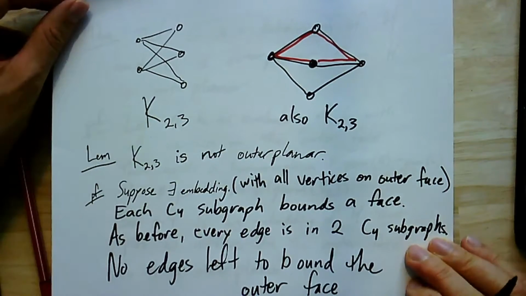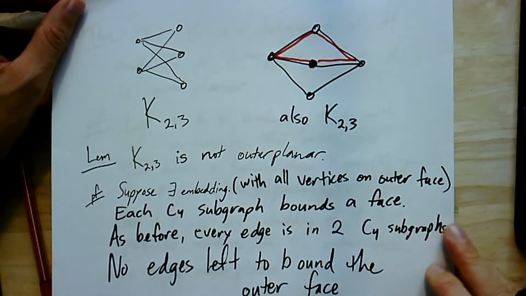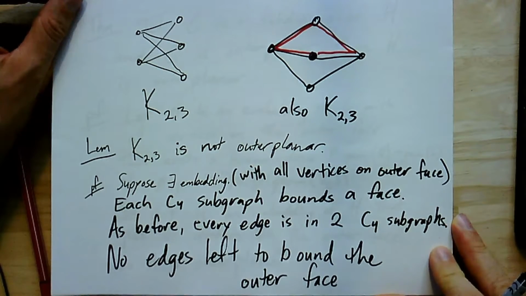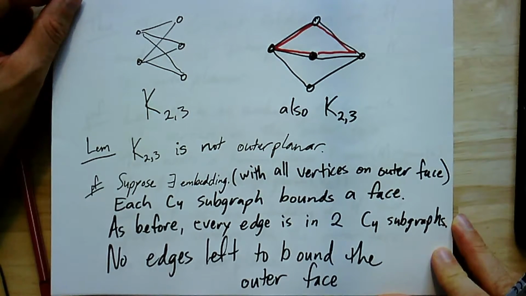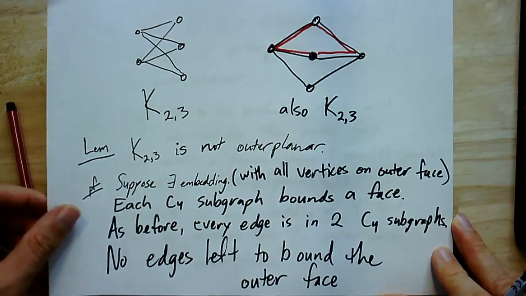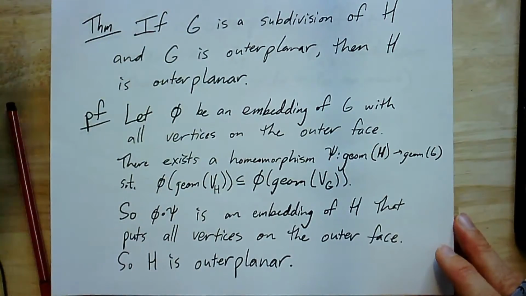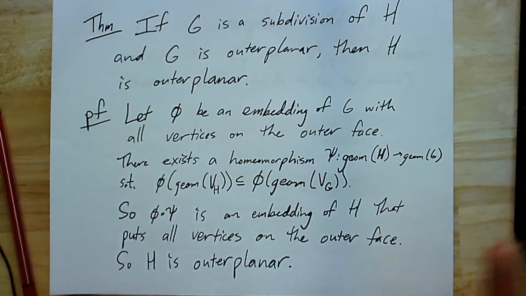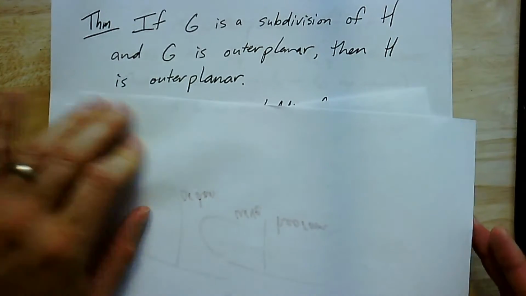All right, K4 and K2,3, nice examples of graphs that are not outer planar. In fact, they're really the examples of graphs that are not outer planar. They're the canonical examples, and we'll prove that in a sec. But first, let's observe something else about outer planar graphs and subdivision. We don't have to show this just yet. Let me just focus on the statement.